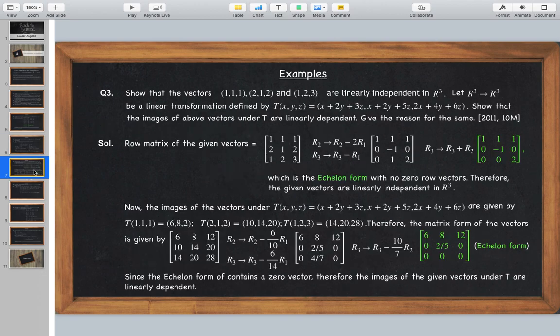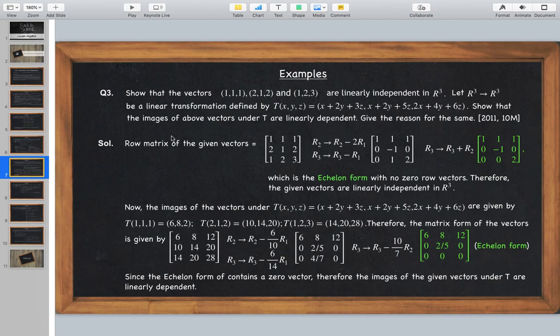Okay, next move on to the third question. We have to show that the vectors (1, 1, 1), (2, 1, 2) and (1, 2, 3) are linearly independent in R3. That's a very simple case. We simply reduce the row matrix to the echelon form. Then let T from R3 to R3 be a linear transformation defined by T(x, y, z) equals (x plus 2y plus 3z, x plus 2y plus 5z, 2x plus 4y plus 6z).